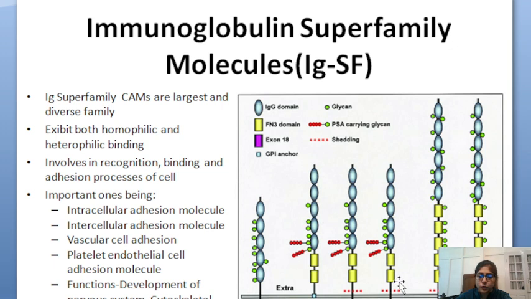These are different classes of immunoglobulin superfamily cell adhesion molecules. There are 4 different classes: intracellular adhesion molecule, intercellular adhesion molecule, vascular cell adhesion molecule, and platelet endothelial cell adhesion molecules. Basically, it is involved in development of the nervous system, cytoplasmic assembly, synaptic composition and plasticity.